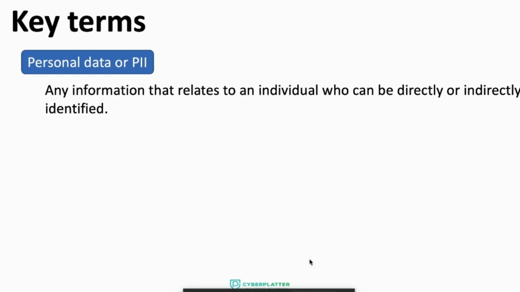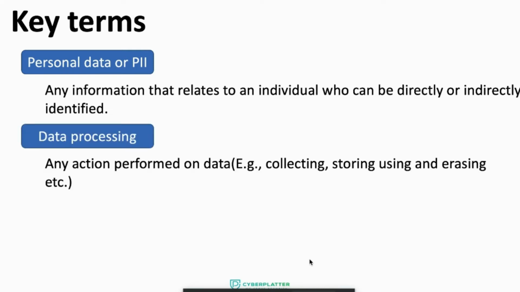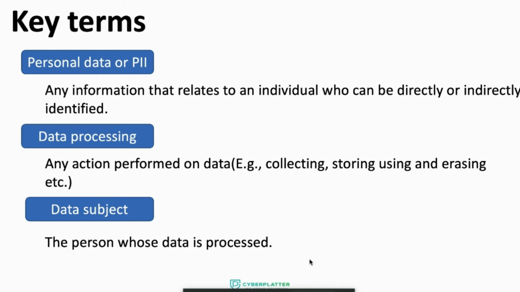For a better understanding of GDPR, we need to know a few terms. Personal data or PII. PII is any information that is related to an individual and can be used to identify the person. Data processing. Data processing means any action that can be performed on the data, such as collecting, storing, using, deleting, etc. Data subject. Data subject is the person whose data is processed.